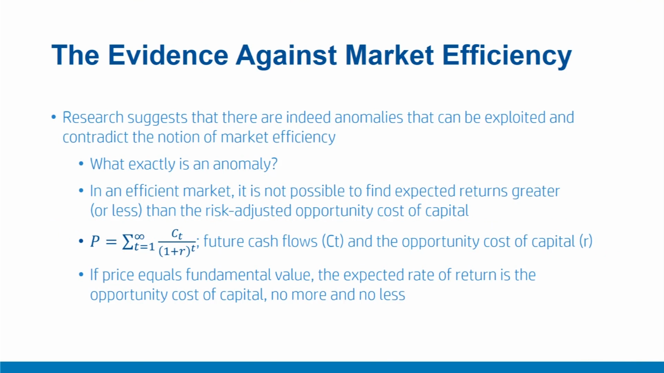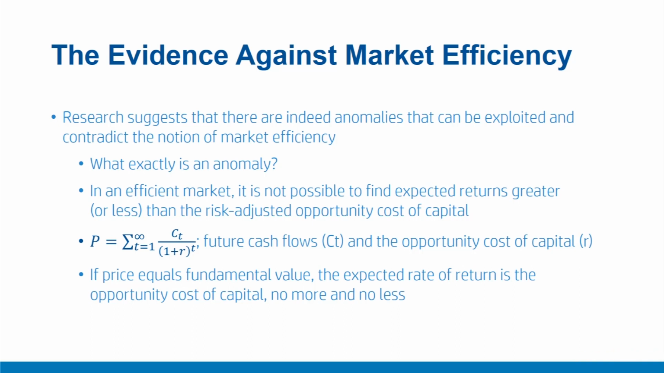Research has concluded that the efficient market hypothesis is a remarkably good description of reality. However, a number of research articles in the literature suggest that there are indeed anomalies that can be exploited and contradict the notion of market efficiency. What exactly is this anomaly?